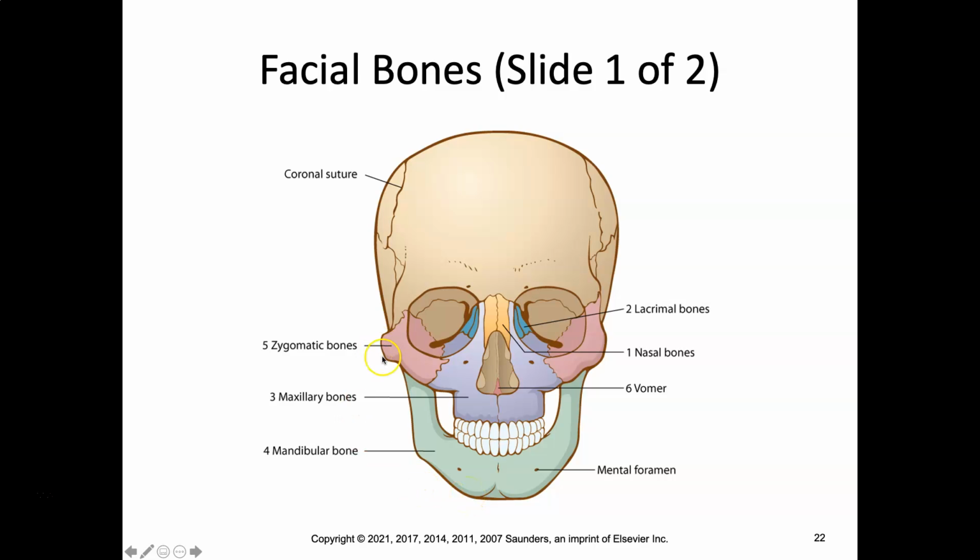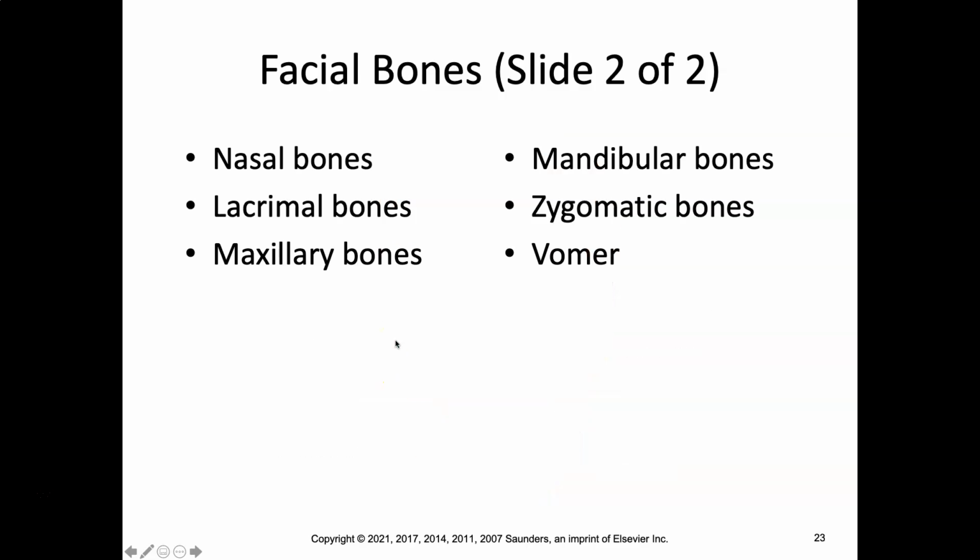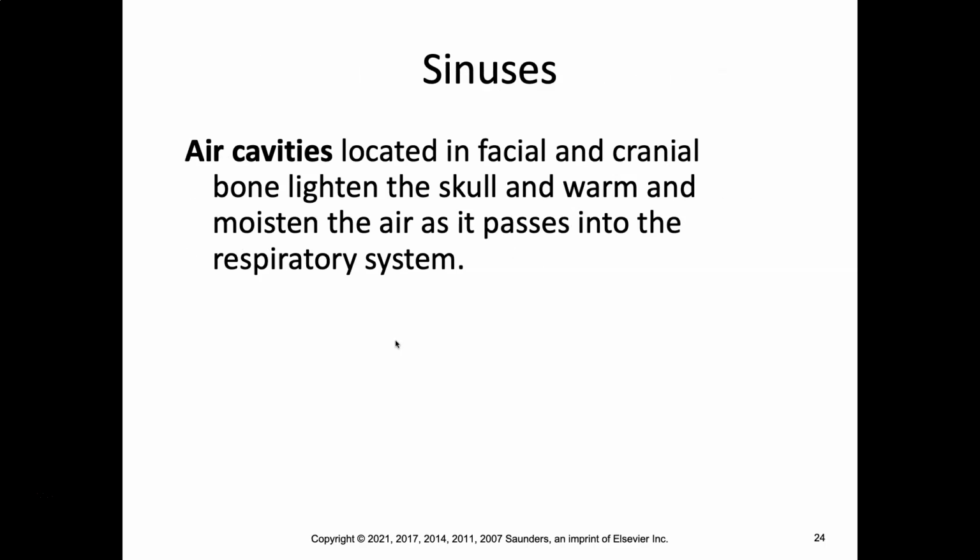And then you've got these bones that it goes over again. And you think about the zygomatic bones and how there's a protrusion here or a process, and how there are muscles, ligaments, and tendons that move the jaw here. So facial bones, you have nasal bones, lacrimal bones, maxillary bones, mandibular bones, zygomatic bones, and a vomer.